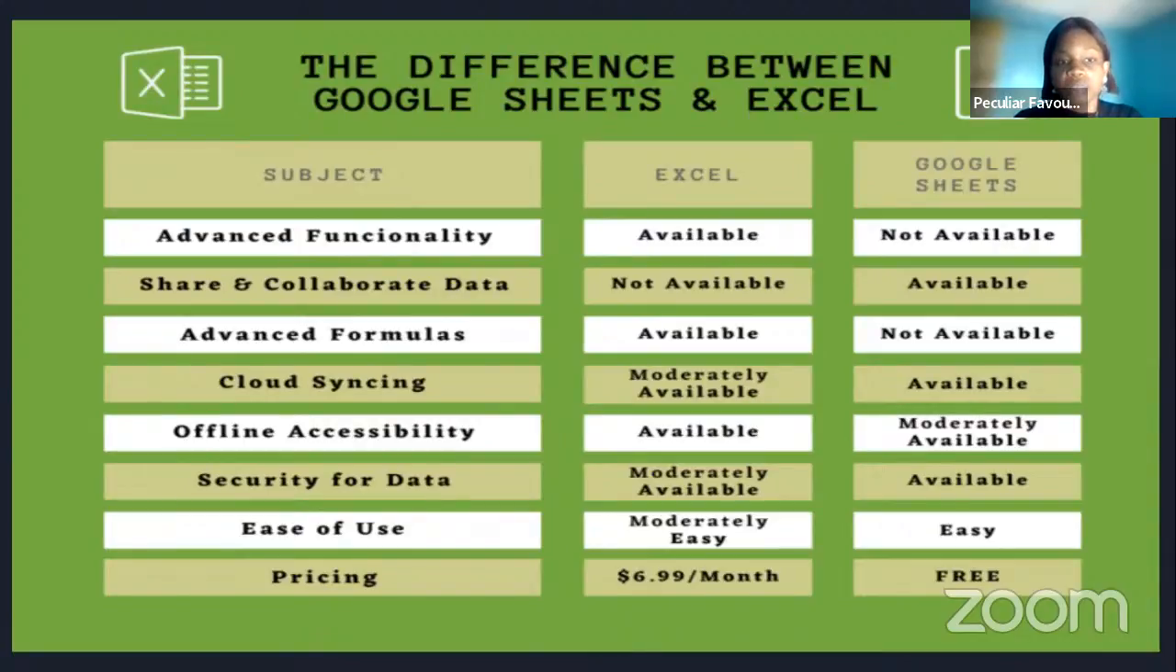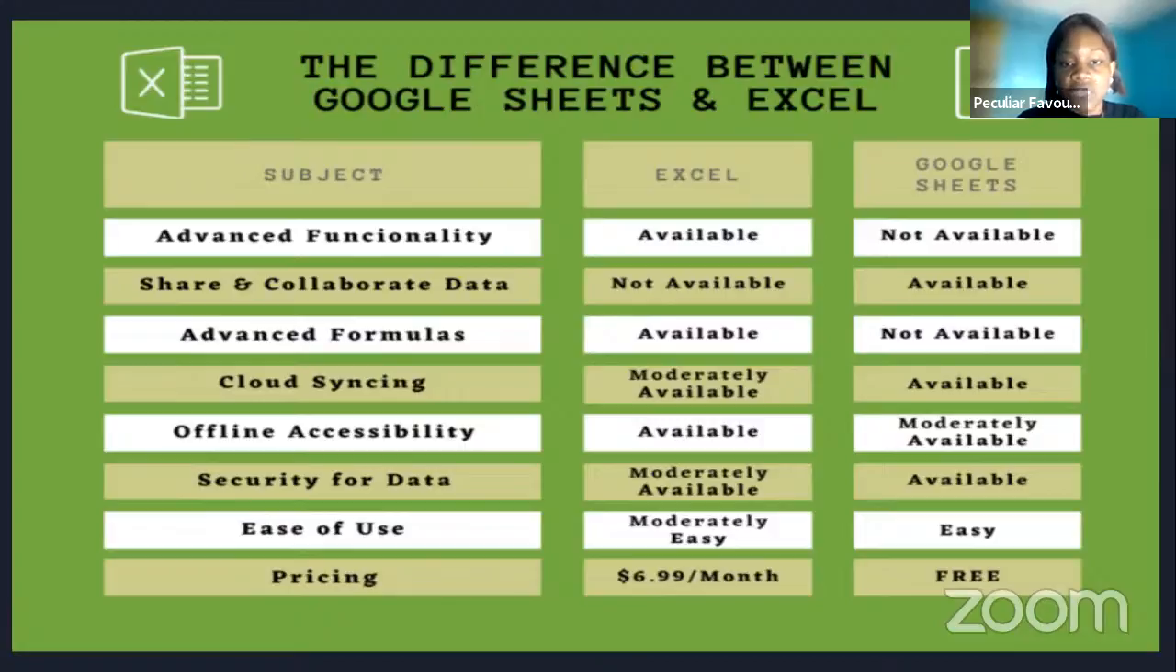Cloud syncing, that's being able to save your folders online. Google Sheets has that. Offline accessibility: you can access Excel offline, edit offline, save offline, unlike Google Sheets, where you require data to actually save. You can edit, but to save the changes you've made to a particular file, you are required to be online.